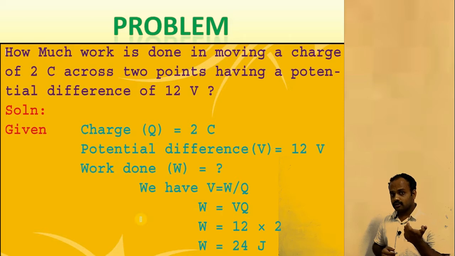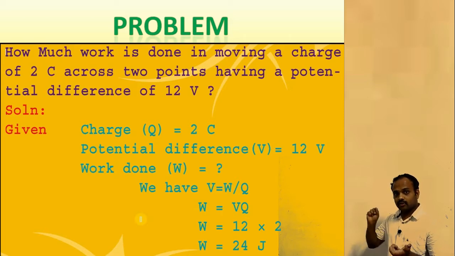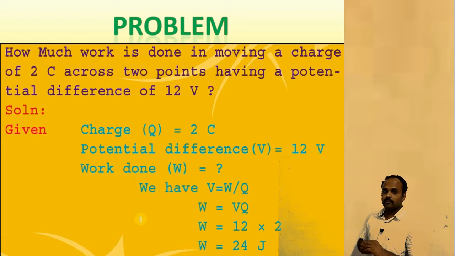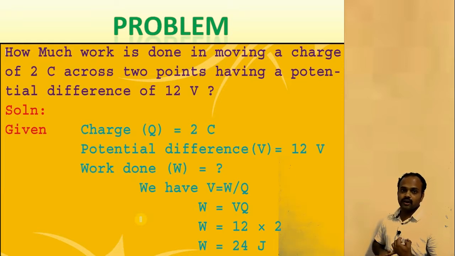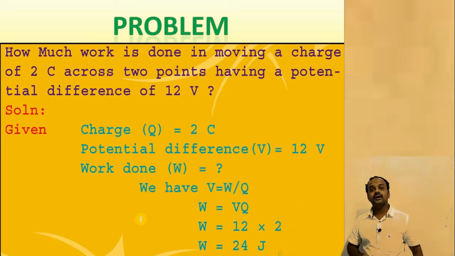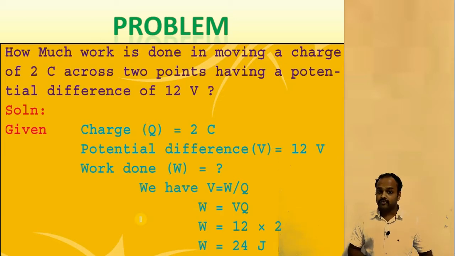We know the formula, capital V is equal to W by Q. We have to find W. Therefore W equal to V into Q, because Q is in the denominator. When it goes to the left hand side, it multiplies with the V. Therefore W is equal to V into Q. V is given 12 volt and Q is given 2 coulomb. Therefore W is equal to 12 into 2, that is equal to 24. Therefore work done is 24 joule.